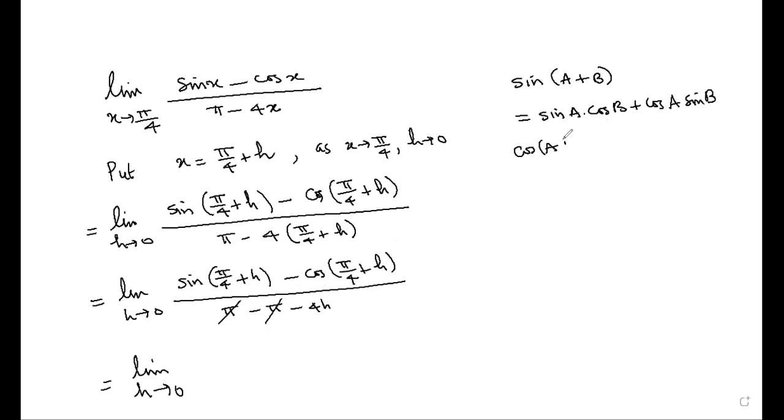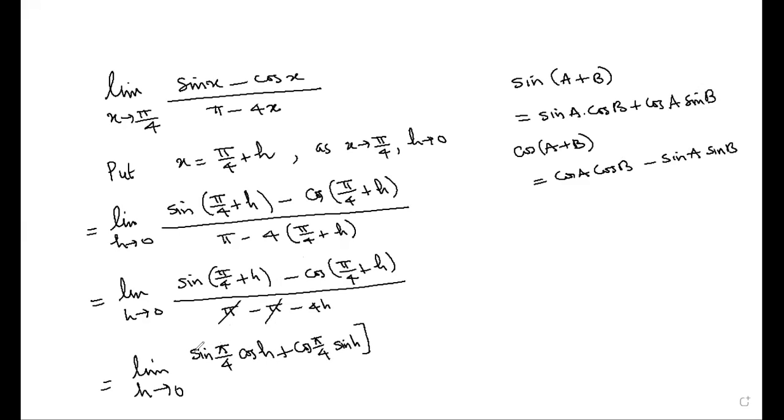How do you open cos (A plus B)? Cos A cos B minus sin A sin B. Can you do it yourself? Open this bracket. Sin A, that means sin pi by 4, cos h. Write a little small, okay, because it's a big expansion. Cos pi by 4 sin h. This is the expansion of the first term. Expansion of the second term: cos A cos B, if it is plus, it is minus sin A sin B. Parth, did you understand this step, what I've done? Yes, sir.